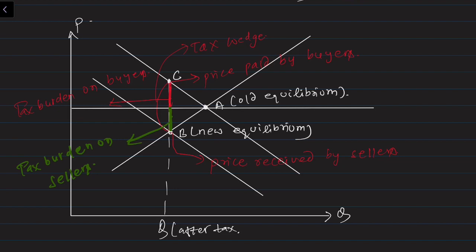Okay. So from these two graphs, you can notice that no matter whom you tax, the tax burden is going to be shared among buyers and sellers. The tax burden does not really depend on whom you tax. It is going to depend on the elasticity. So who pays the tax does.